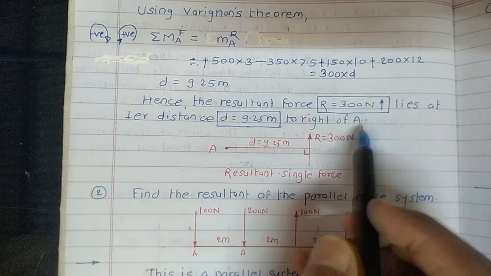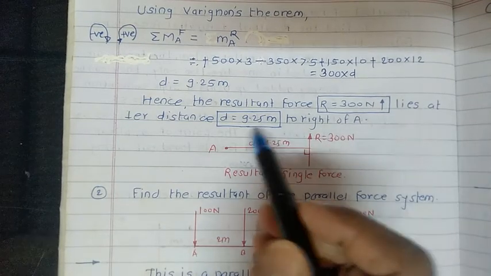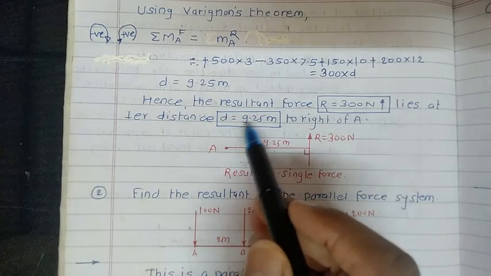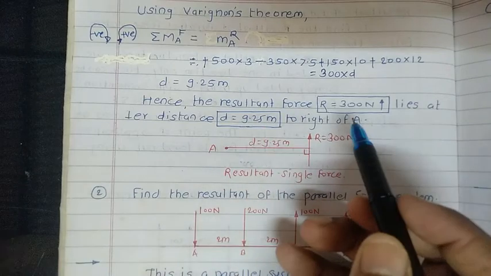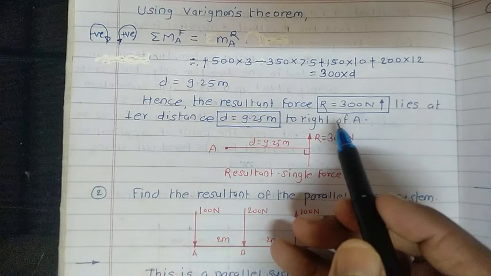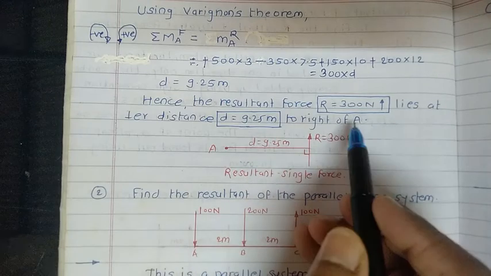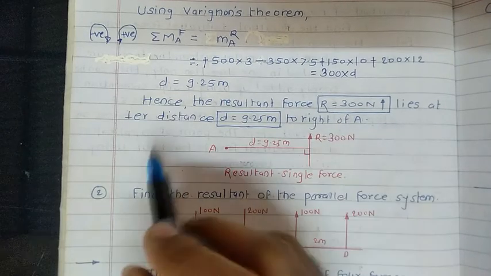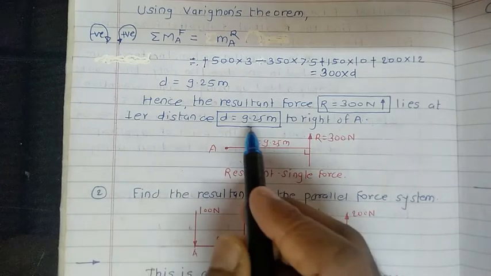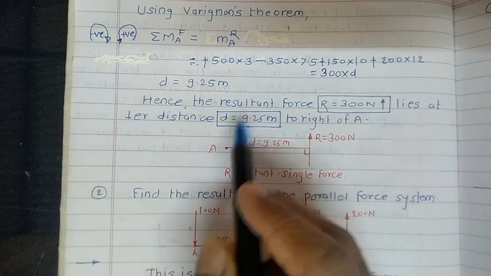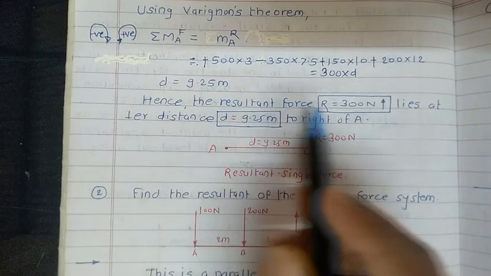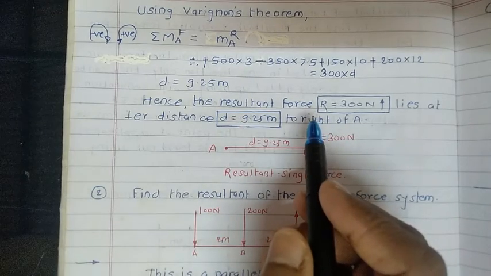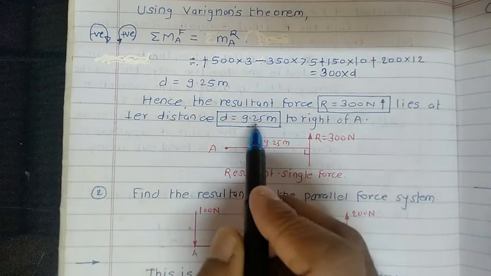Suppose the value for this D after doing calculation comes as negative, then instead of the position of that resultant force being towards the right side of point A, the position will come towards the left side of point A. In this case, our assumption is that the resultant force lies towards the right side of point A, and this comes positive, meaning our assumption is correct.